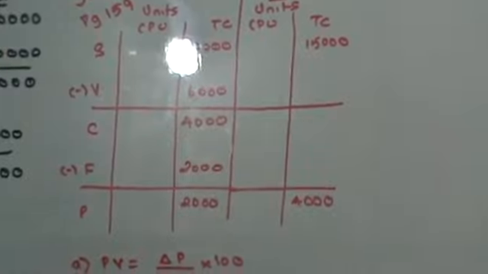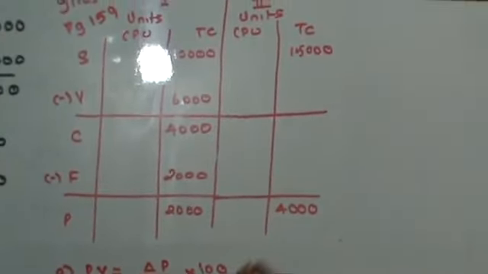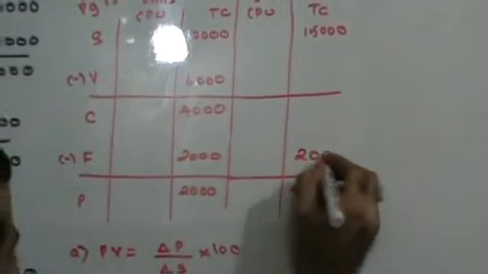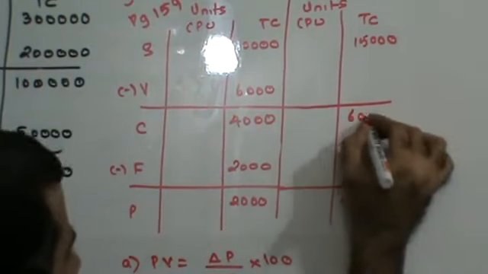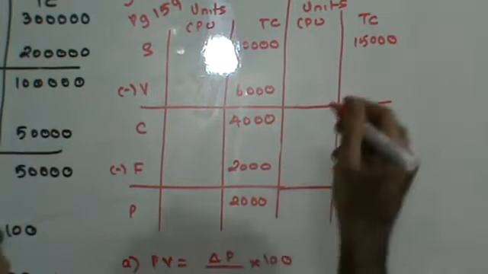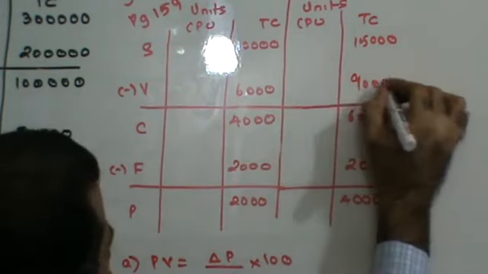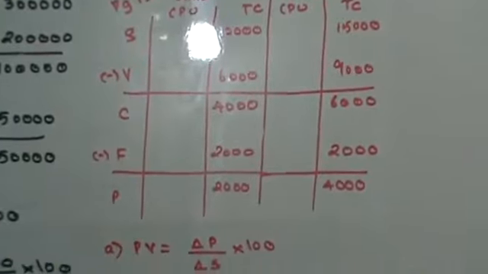We know that PV and F remain constant. Since PV and F remain constant, F is going to be 2,000 here. So in this case, this is going to be 6,000, because 6,000 minus 2,000 will give you 4,000. And this will be 9,000, because 15,000 minus 9,000 will give you 6,000. So your data is complete. Now they've asked you to find out PV, we've done that. They've asked you to find out fixed cost, we've also done that.